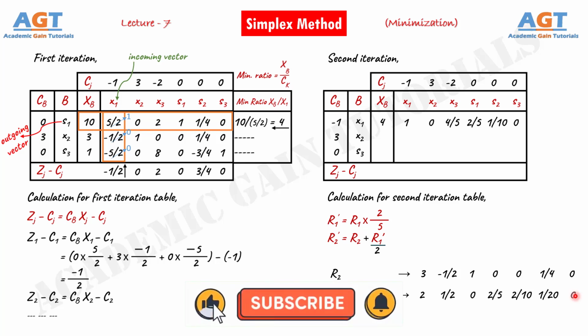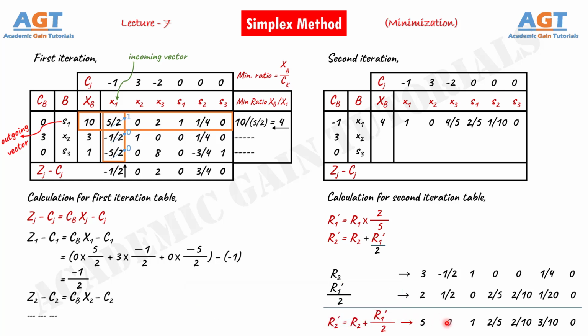Now, we will add R2 and R1 dash by 2, we get 5, 0, 1, 2 by 5, 2 by 10, 3 by 10, 0. So, this is the value of R2 dash. We will fill up the second row with this value. Next, we have to find out R3 dash.